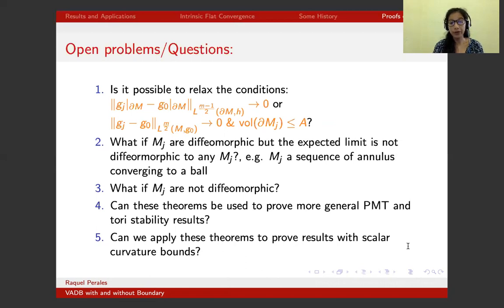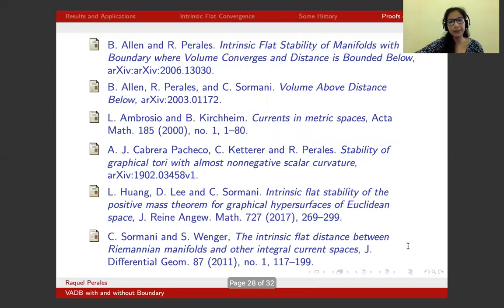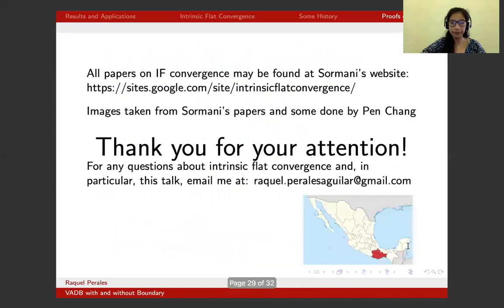Okay, so before I finish, let me mention, I didn't say it before, that there is a compactness theorem for integral current spaces, but you don't know what the limit is. So it's very good to know what the limit is in order to solve some important geometric problems. And finally, here is a list of papers that I cited in this part of my talk.